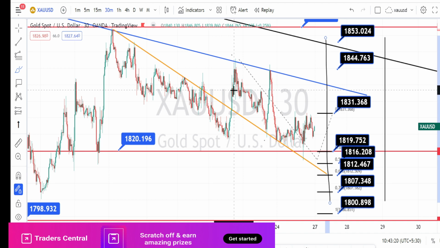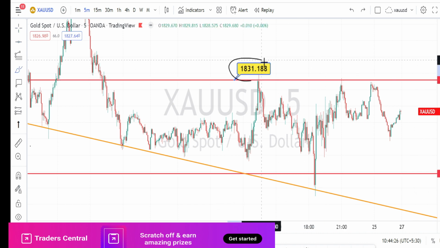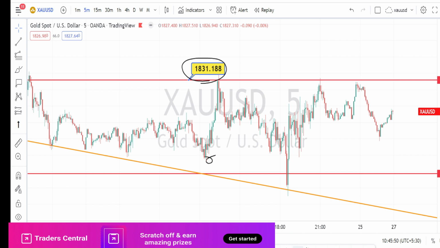Let us do the analysis in 5 minutes time frame. I am in 5 minutes time frame. We can notice that the price action is finding difficulty in breaking the resistance level of 1831. So wait for the price action to break this resistance level in order to take trades on the bullish side. And when we analyze the current price action, we can notice that it is currently bouncing back from this resistance line on the bearish side.